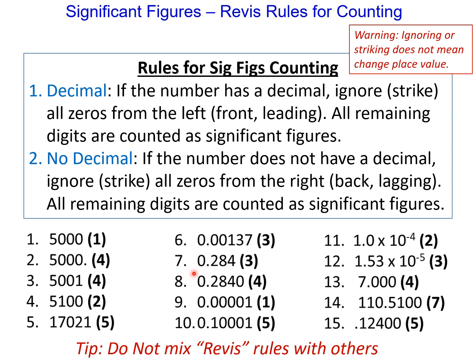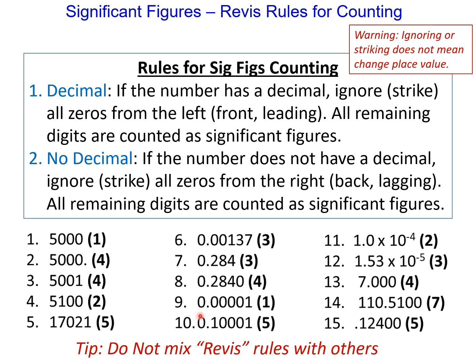In number 7, the decimal point. Therefore, we look for the leading zeros. We ignore this 0 and we count 1, 2, 3. Number 8, we ignore this 0 because there's a decimal point and we count 1, 2, 3, 4. Do not strike zeros on both sides. You will never strike zeros on both sides in any counting process.